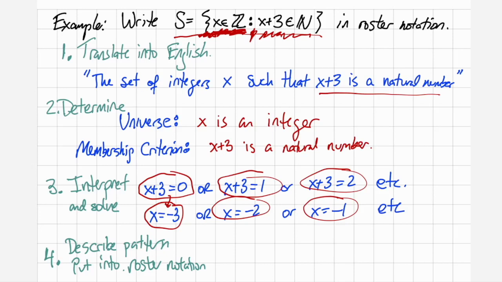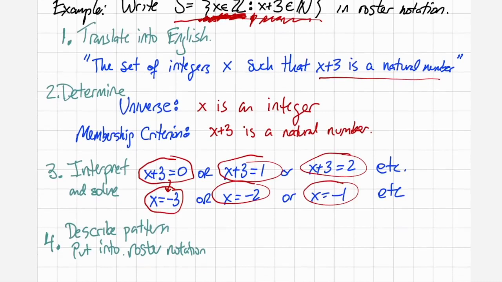Hey, so what's this pattern? Well, the pattern sure seems like it starts off, and we could say we're allowed to have negative 3, we're allowed to have negative 2, we're allowed to have negative 1, 0, 1, and that's probably enough to convey what the roster notation is. We basically have all integers that are greater than or equal to negative 3.